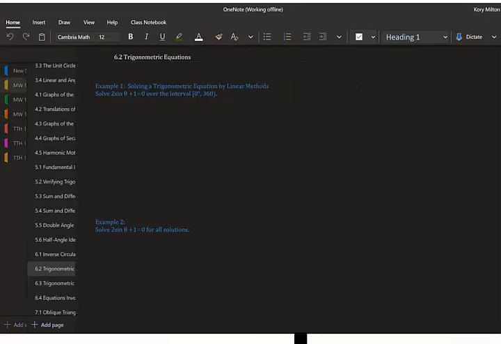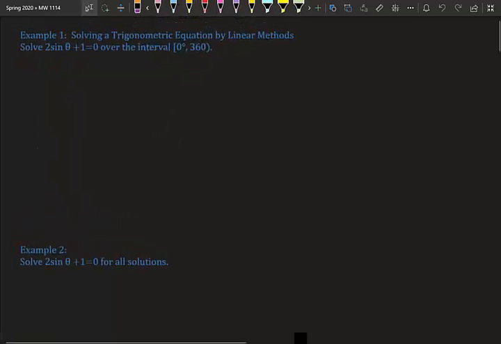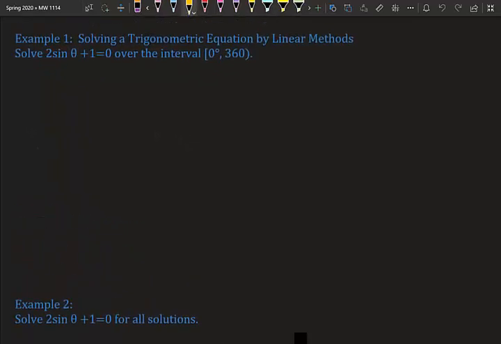6.2 Trigonometric Equations. So, solve a trigonometric equation by linear methods. How do we know we have a linear model or a linear function or a line? Because you only have the power of 1. There are no exponents, no squares, no cubes, none of that.